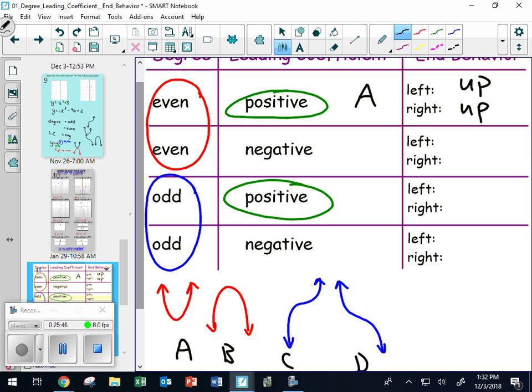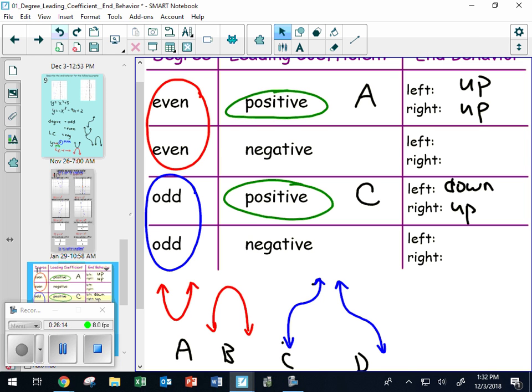Okay, now we're looking at the odd and positive. Is it going to be A, B, C, or D? Odd and positive. It will be C. And if it's C, what will our end behavior look like? Down, up. Okay, there are only 2 choices left. From those 2 choices, can you fill in the rest of your table here? I'll give you a few moments to do so. We want to fill in the rest of this table.